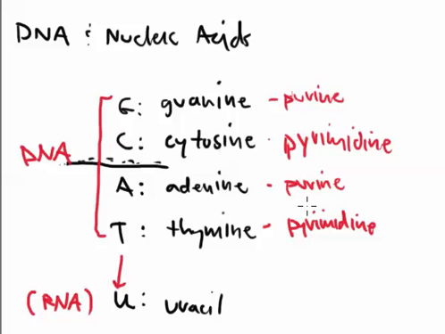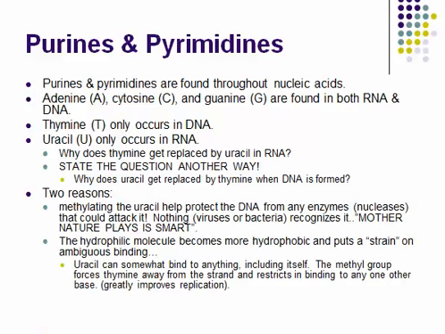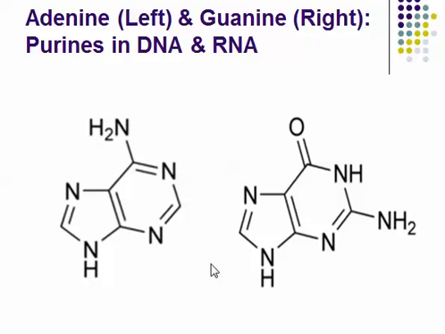One's a purine, one's a pyrimidine, but these are the bases that are found in DNA. They are purines and pyrimidines that have been modified. Okay, so what does that mean? Well, let's just quickly take a look at some of these structures of my purines and pyrimidines.